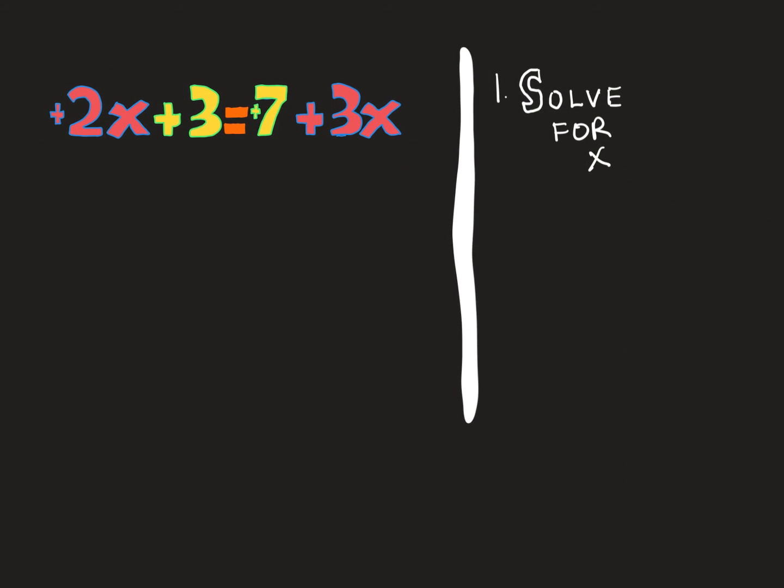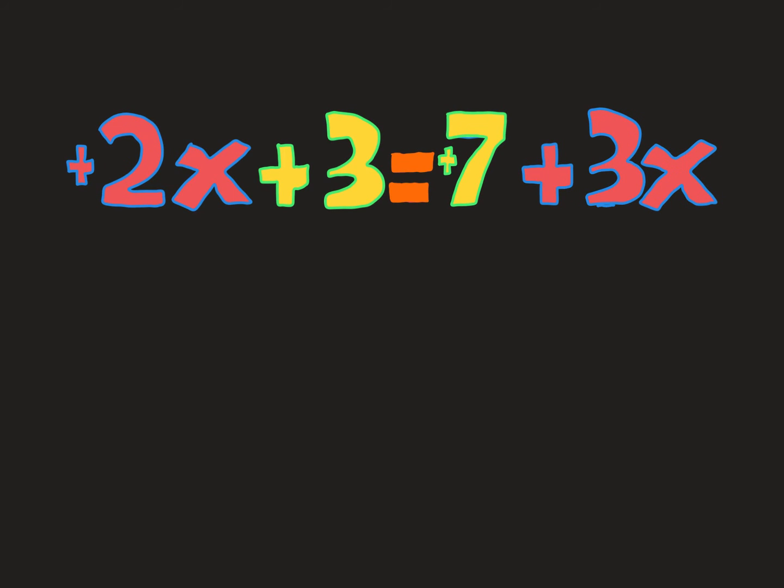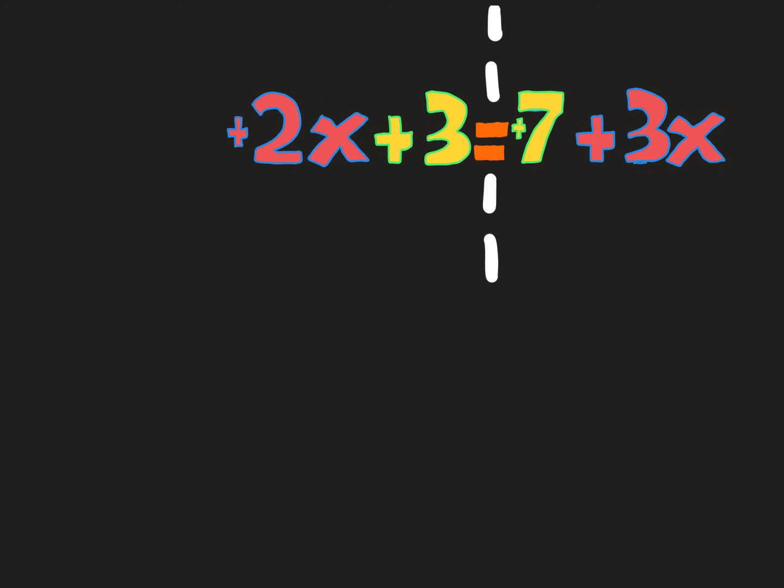Step 2 then, I have to get all the x terms on one side and all the other terms on another side. So there's a really easy way to do this. Check this out. I can pretend there's this barrier right at the equal sign. And if I want to switch a term from one side to the other and it crosses the barrier, I can do that. I just have to switch its sign when I do this.